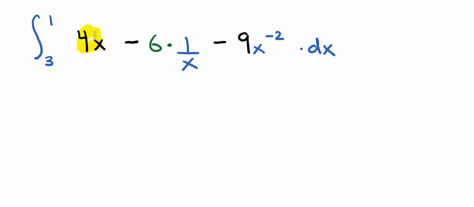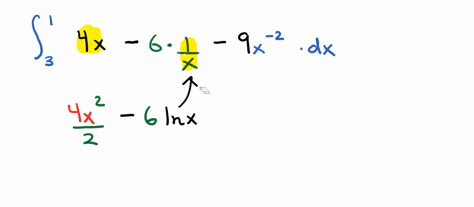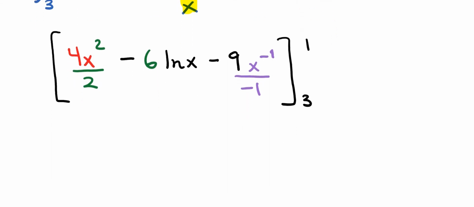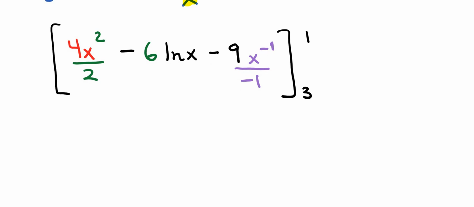Okay, let's start off with 4x. Let's go ahead and find the antiderivative now. I need to add 1 to the power, so that's going to be 4x to the power of 2 divided by 2, minus 6. And the antiderivative of 1 over x is going to be ln x. Remember, the derivative of ln x is 1 over x, so the antiderivative of 1 over x is ln x. Minus 9, and then I need to add 1 to that, so that's going to be x to the power of negative 1 divided by negative 1, and that's going from a lower bound of 3 to a higher bound of 1.